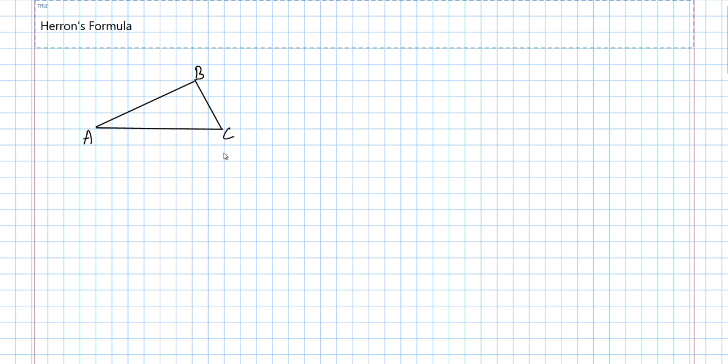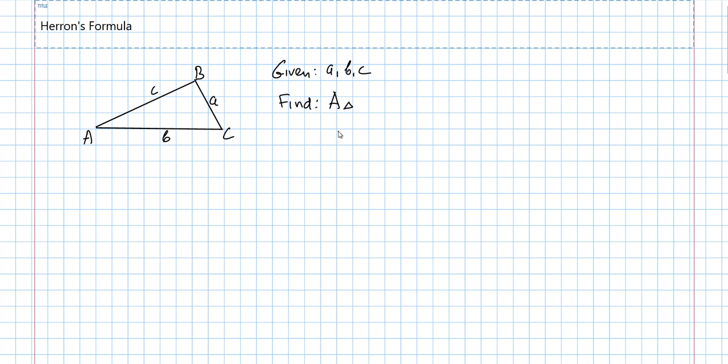And what is given to me are the three sides. Call them small a, small c, and small b. So what is given is a, b, and c, and what I want to find is the area of the triangle.